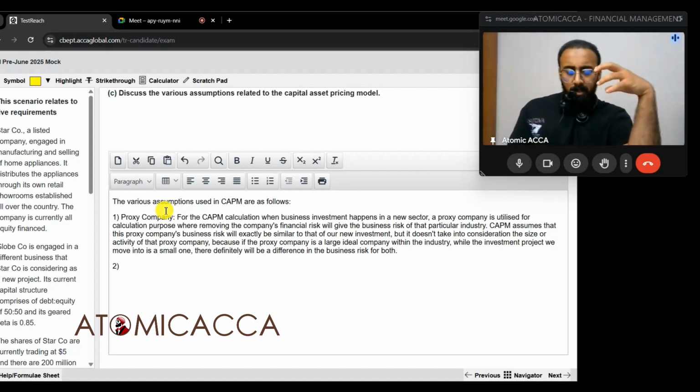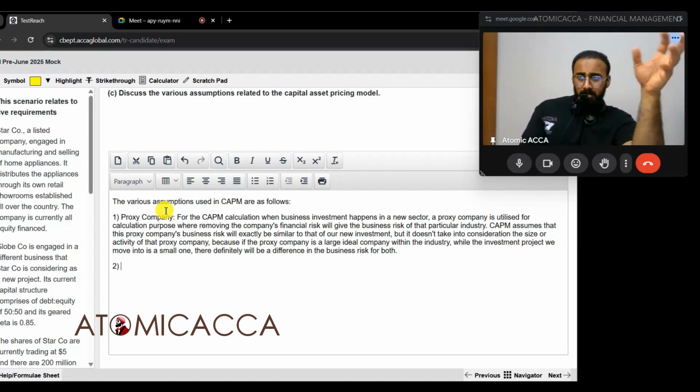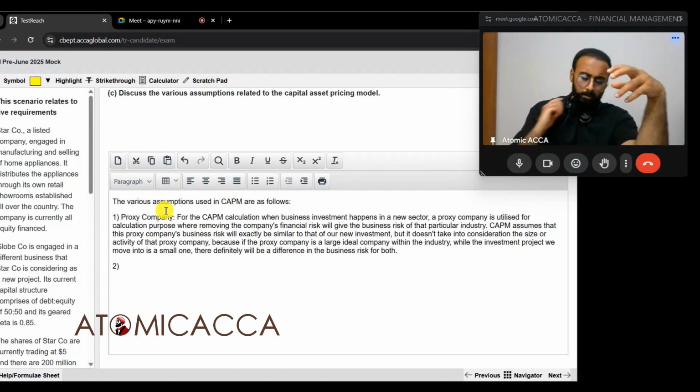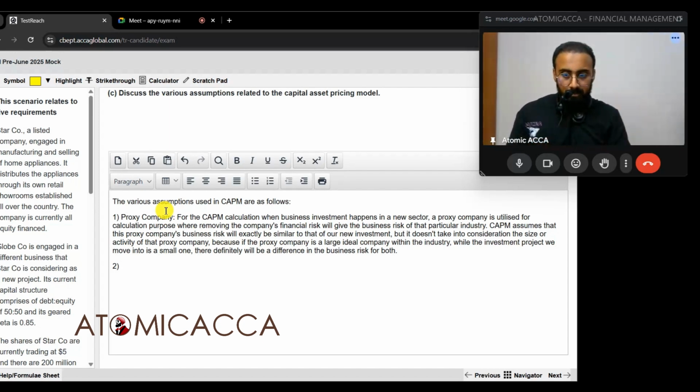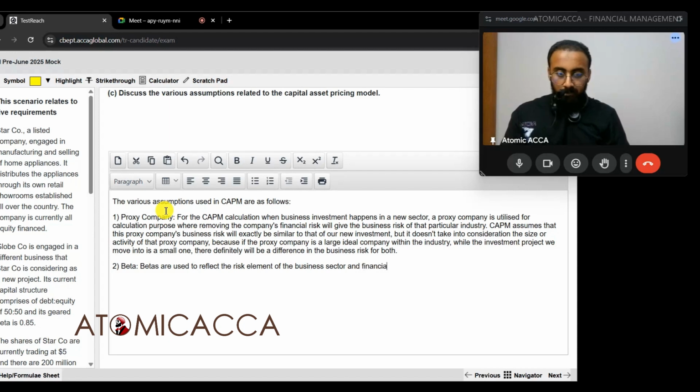Next, what comes in the formula? We have this value of equity, value of debt. Now there are no assumptions in that. That's quite understandable. We can get the figures easily. But what else is there? We have this equity beta, so this concept of beta factor. Okay, betas are used to reflect the risk element of the business sector and the financial risk.